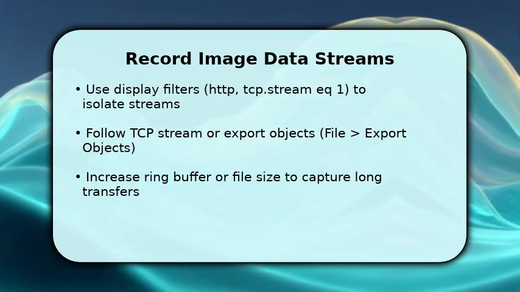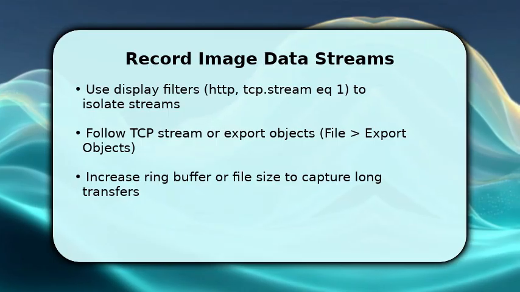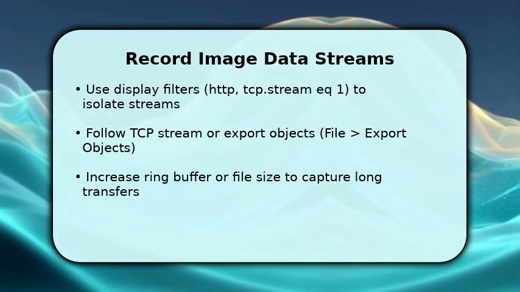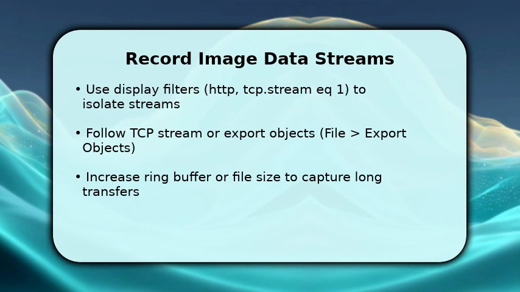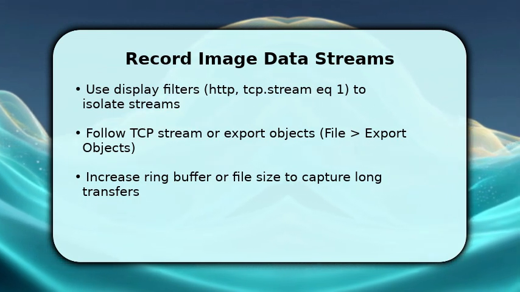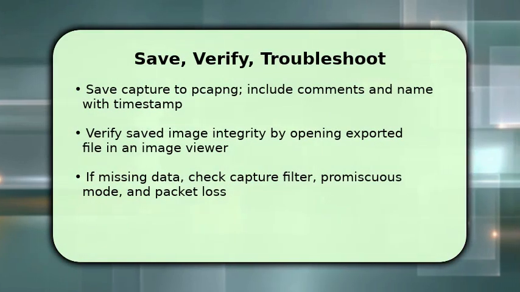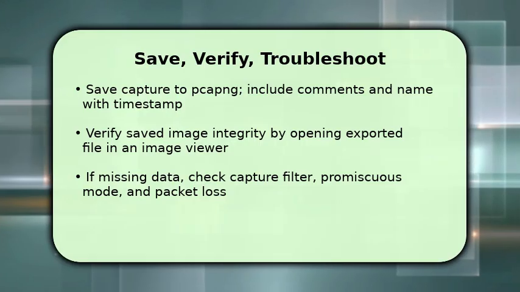For embedded files, use File, Export Objects, HTTP or SMB to pull images directly. Also, increase capture file size or enable a ring buffer when transfers are long, so you don't truncate the image mid-transfer. Finish by saving your capture and validating the extracted image right away.